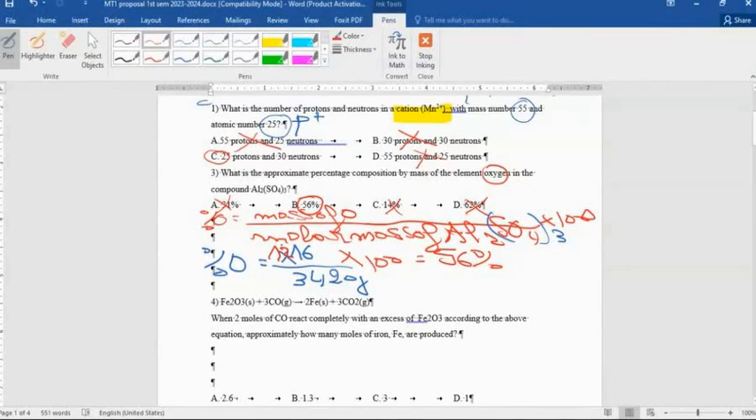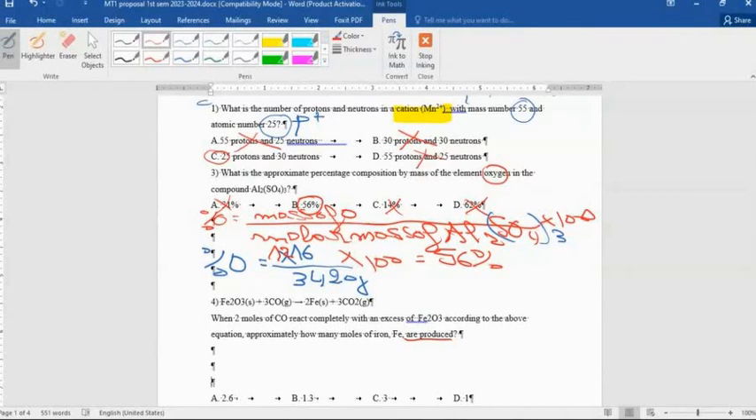So here it asks: when 2 moles of carbon monoxide react completely with an excess of iron(III) oxide, according to the above equation, how many moles of iron are produced? When I solve this problem, it is a simple problem. Why? Because he gave me the amount of the reactants in moles. So how do I solve this problem?